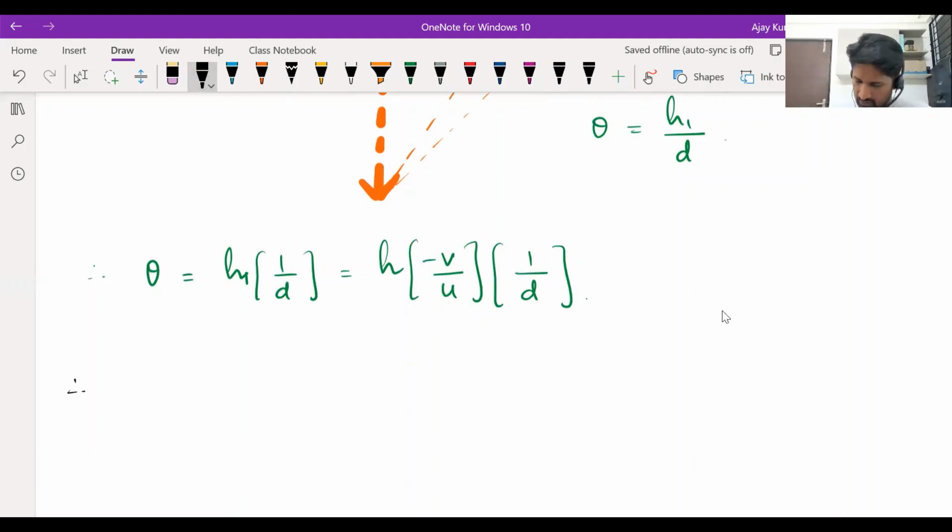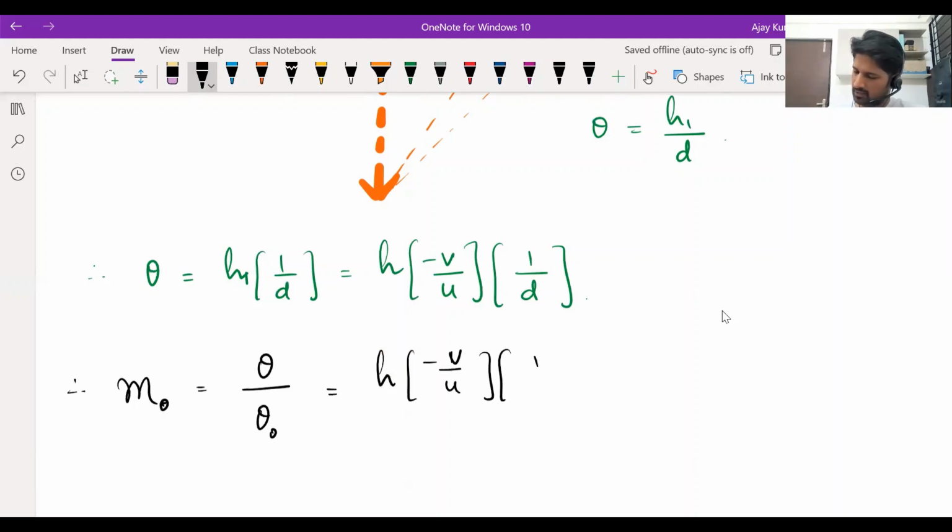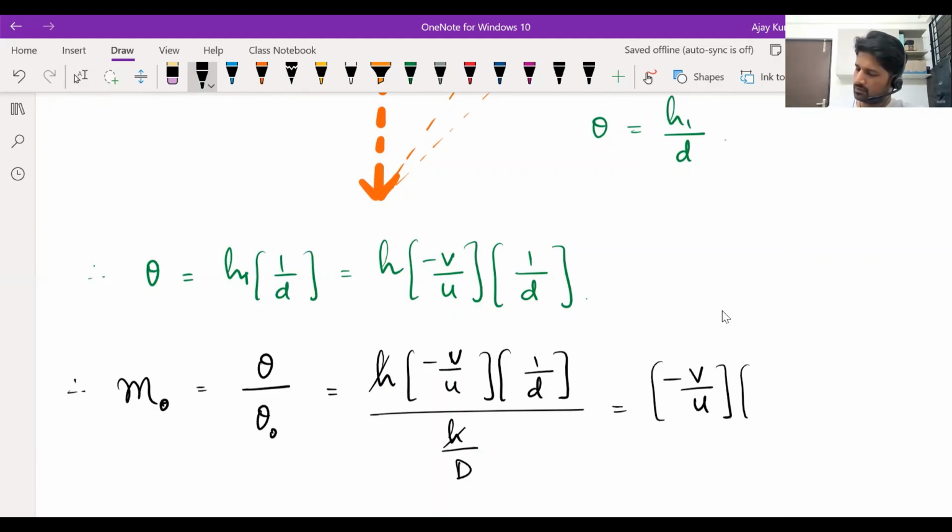Therefore, the angular magnification produced by a compound microscope, final angle divided by the original angle subtended. Final angle is all this, small h into minus v by u into 1 by d, divided by what was the original angle subtended when seen directly? Small h divided by capital D. Small h cancels. What will you be left with? Minus v by u into capital D by small d. Rishi, is this clear?